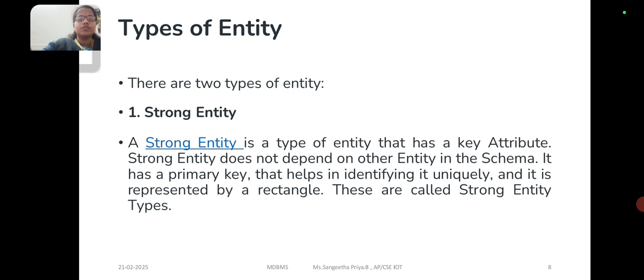Next one is the types of entity. There are two types of entity. The first one is the strong entity. A strong entity is a type of entity that has a key attribute. The strong entity does not depend on other entities in its schema. It has a primary key that helps in identifying it uniquely, and it is represented by a rectangle. This is called a strong entity type.